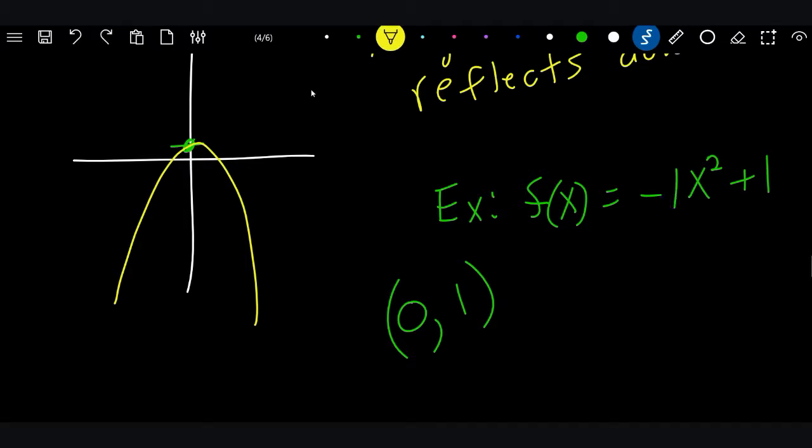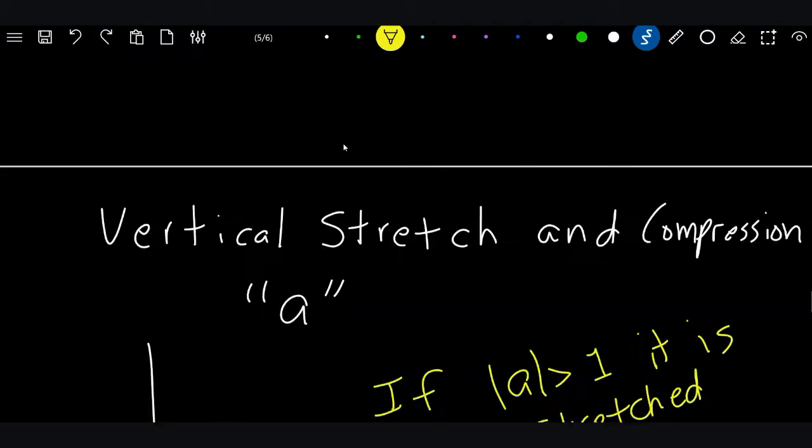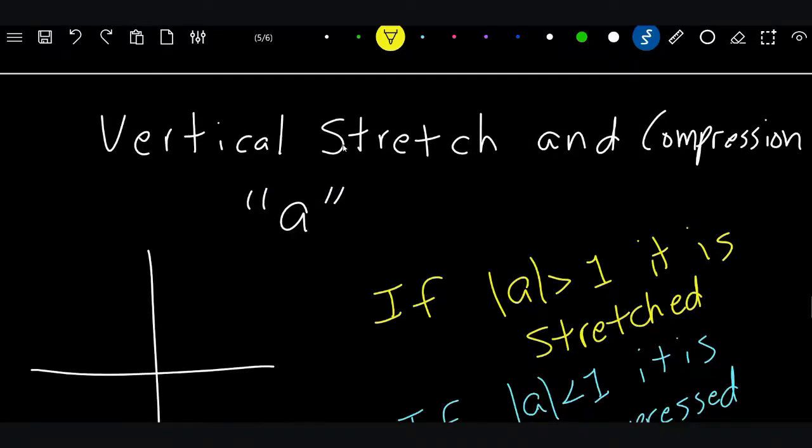Okay. Ooh, this is fun. I told you this was going to be fun. There's one more set. Okay, there's one more set. I promise I'm done after this.